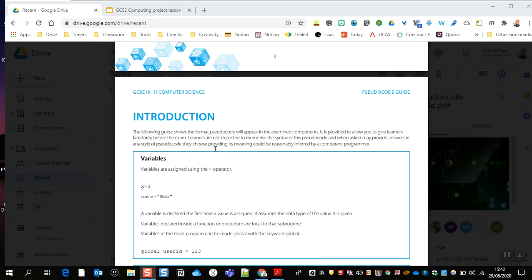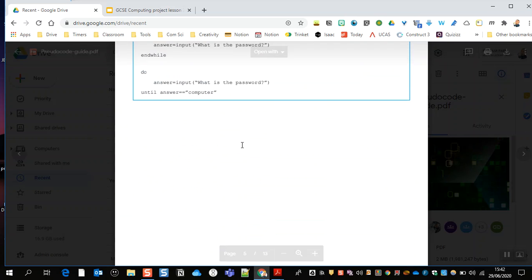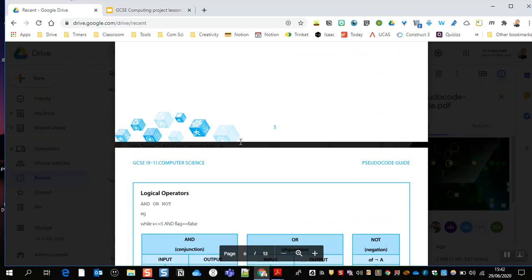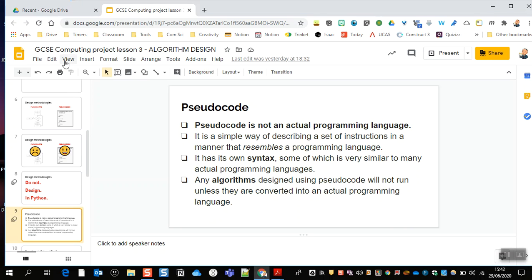Okay, so we do not expect you to memorize this. And notice what OCR say here. It says learners are not expected to memorize the syntax of this pseudocode, and when asked may provide answers in any style, providing its meaning could be reasonably inferred by a competent programmer. So don't panic if you don't think you can remember this. I will share this document with you, and it might help you to do it this way, but it isn't by any means compulsory.